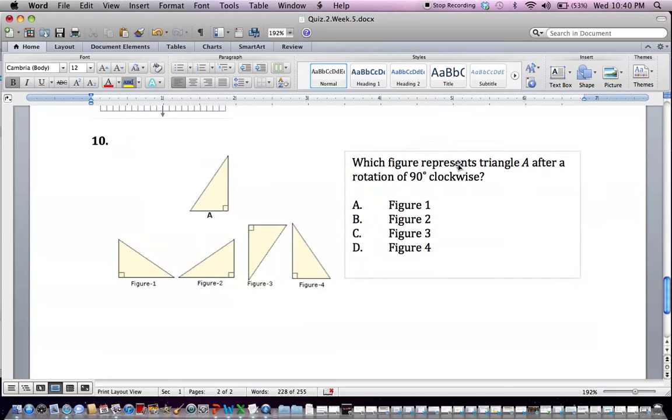Which figure represents triangle A after a rotation of 90 degrees clockwise? Here's figure A right here, and we're going to rotate 90 degrees clockwise. Which one represents that? Is it figure 1, figure 2, figure 3, or figure 4? 90 degrees clockwise.